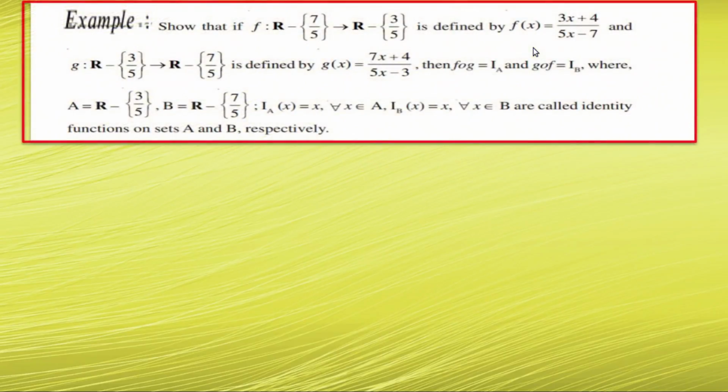Next problem. Show that if f is a function from all real numbers except 7 by 5 to all real numbers except 3 by 5, defined as f of x equal to 3x plus 4 by 5x minus 7, and g is a function from all real numbers except 3 by 5 to all real numbers except 7 by 5, defined as g of x equal to 7x plus 4 by 5x minus 3. So we need to prove f composition g equal to IA and g composition f equal to IB.